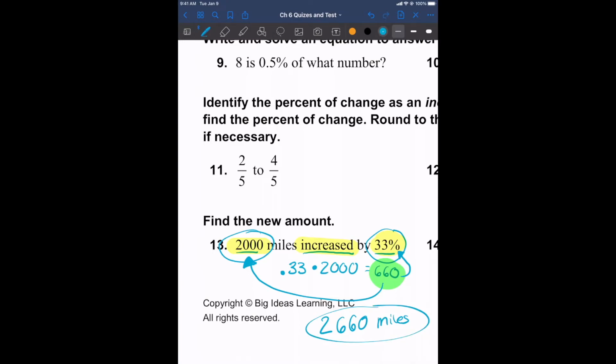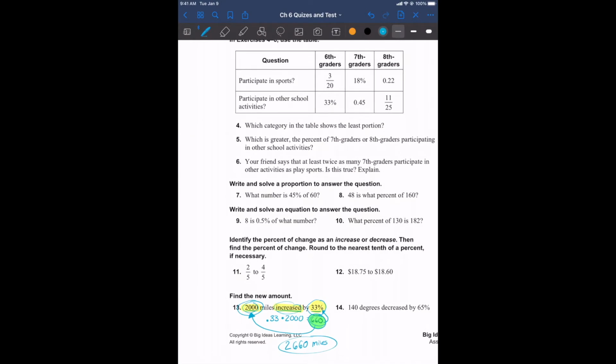Okay? You cannot stop at 660 because it wouldn't make sense. It wouldn't make sense for me to say that 2,000 miles increased to 660. No, it increased to 2,660. Number 14.